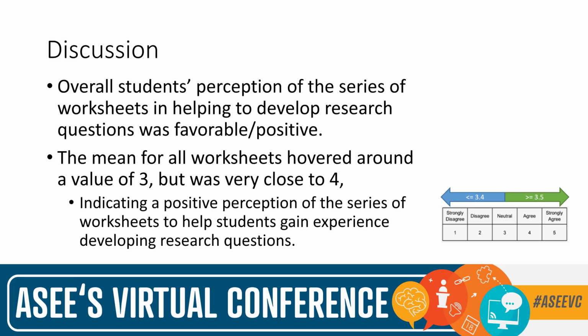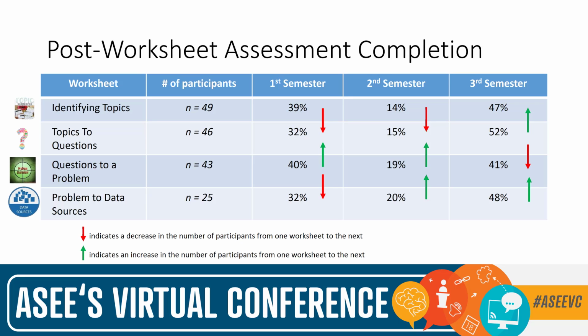The mean for all worksheets hovered around a value of 3, but was very close to 4, indicating a positive perception of the series of worksheets to help students gain experience developing research questions. The largest number of responses were received from the first worksheet, identifying topics. The number of students completing the assessment and worksheets continued to decrease each week, as seen in column 2. The red arrows indicate a decrease in the number of participants from one worksheet to the next. The green arrows indicate an increase.